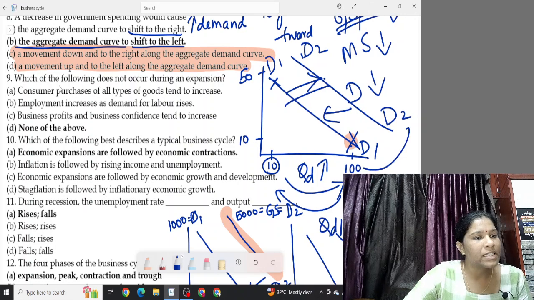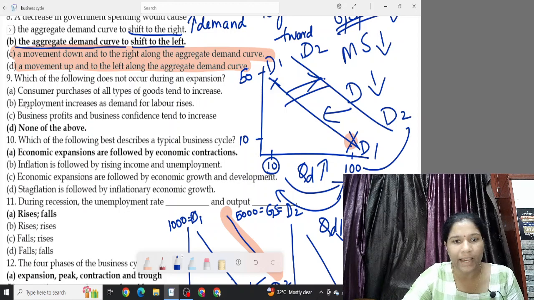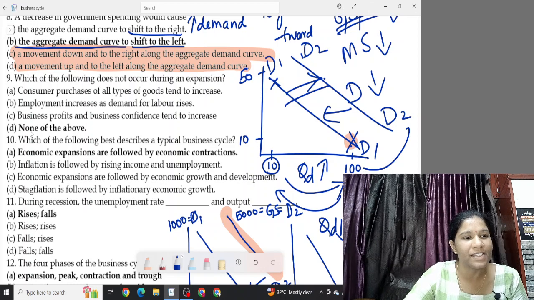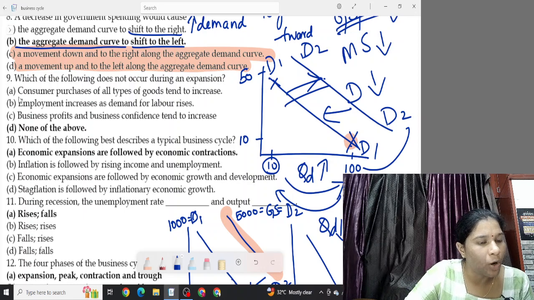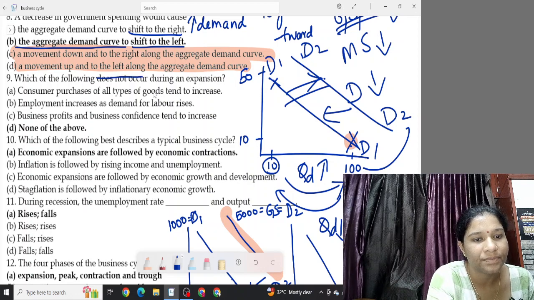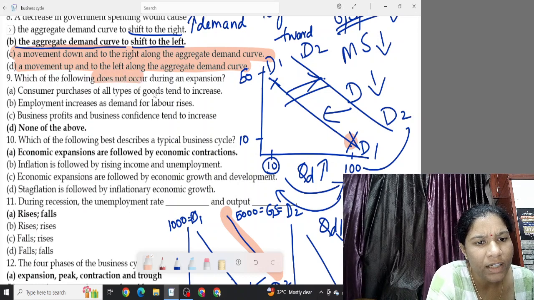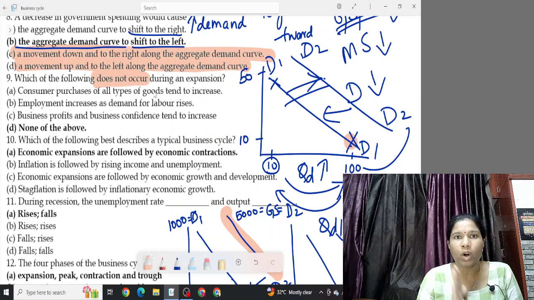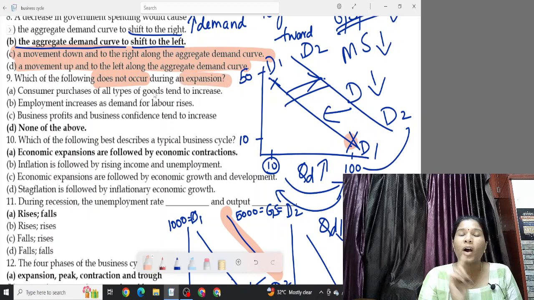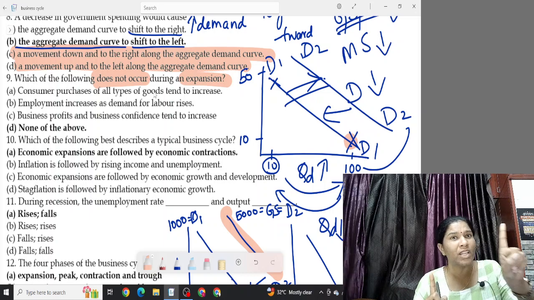Okay. Next question, which of the following does not occur during an expansion? Let us see. None of the above is given as the answer. Let's see each and every option. See, they are asking which does not occur. So first what we are going to do, here they are mentioning two keywords. One, they are mentioning expansion. Number two, they are mentioning does not occur.